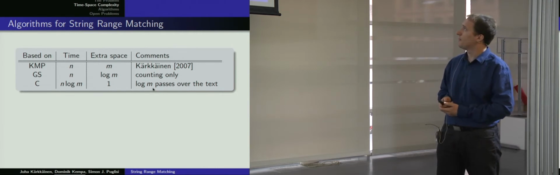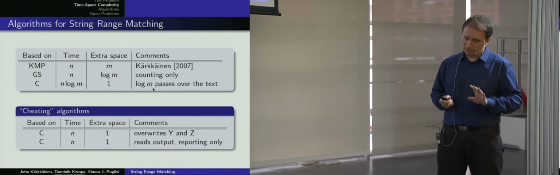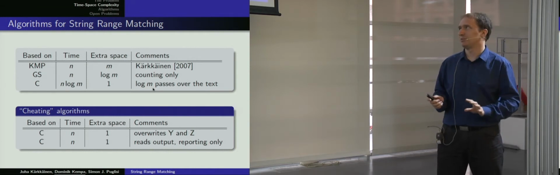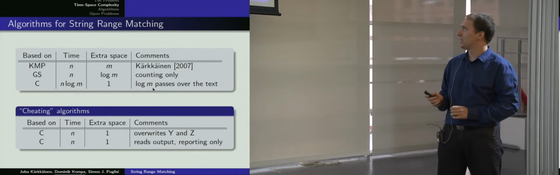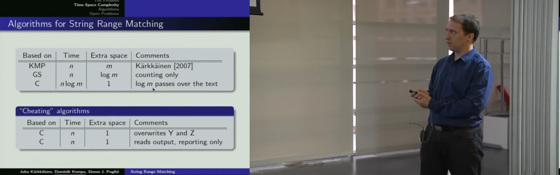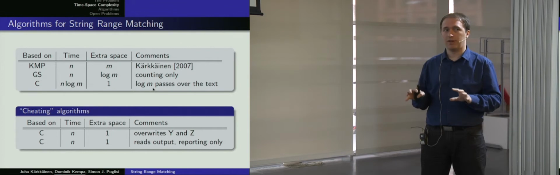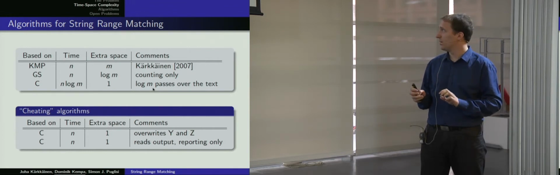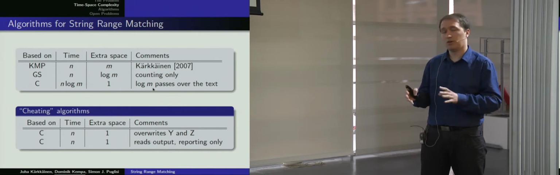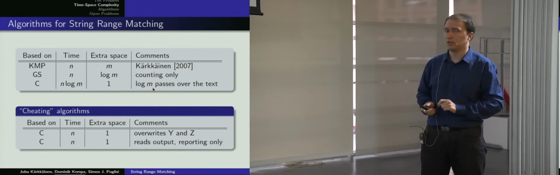In addition, in the paper, we also described two algorithms that are time-space optimal if we slightly cheat about the extra space aspect. We call them cheating algorithms. They're both based on Crochemore's algorithm. The first one requires permission to overwrite the pattern. And the second one requires permission to read the output, and it only works for the reporting version. So we will see details of these algorithms in a minute.